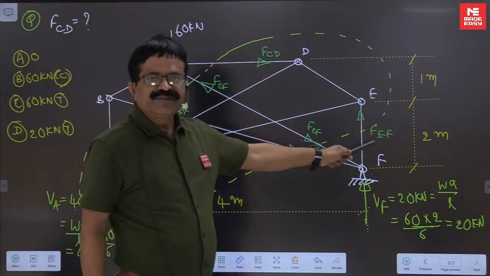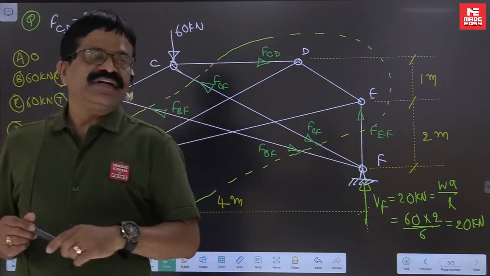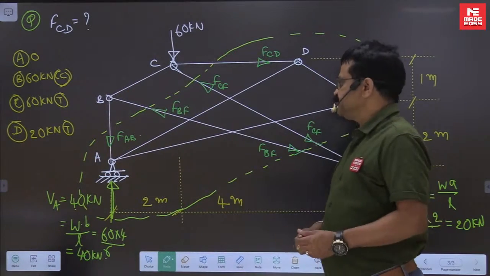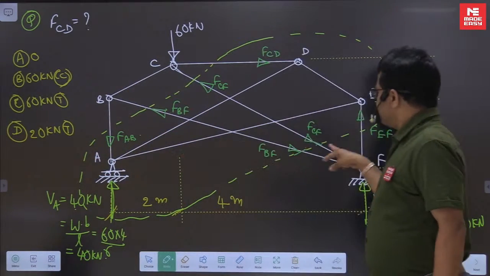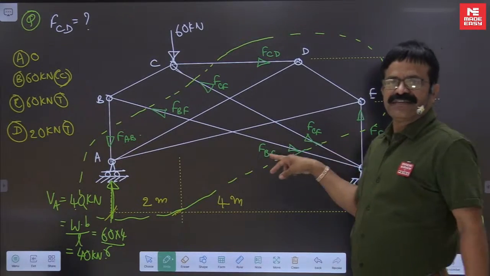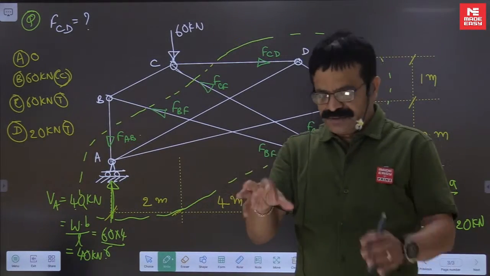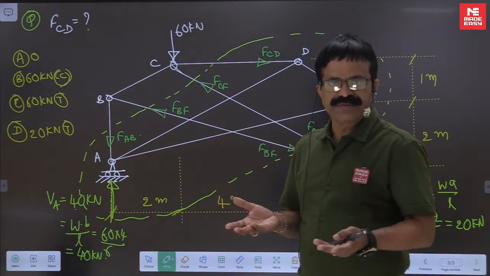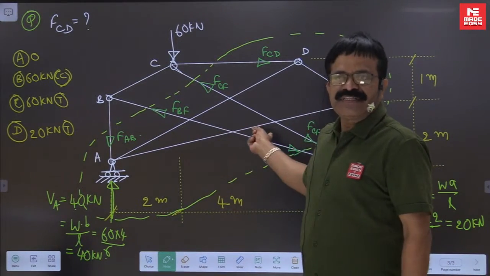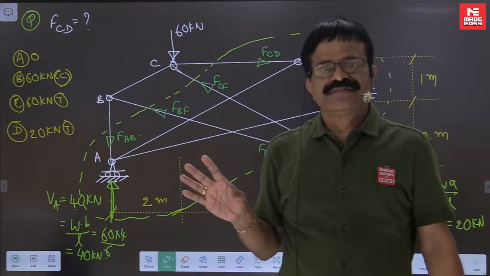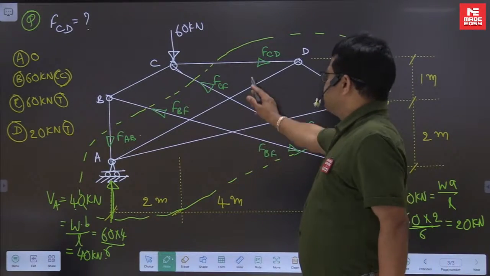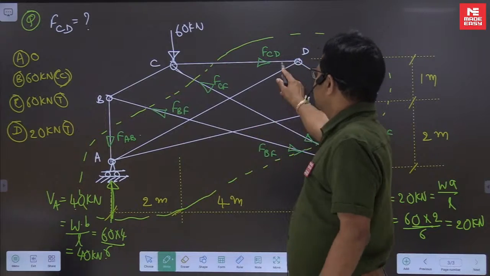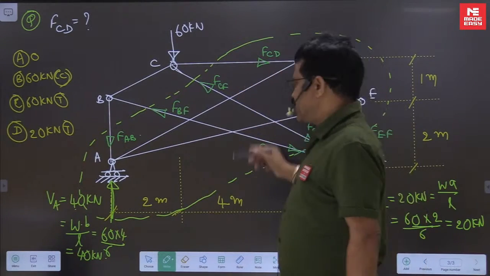FAB and FEF we don't want to find. Our interest in 2 minutes time is finding the force in the member CD. Now you see AB is vertical, EF is vertical. I don't want them to come into the picture at all. So if I write sigma x equal to 0, these two vertical members will not have any x component. So they become 0. Means if I write sigma x equal to 0, they will not have any effect in the x direction. Only one force is there, so it has to be 0.